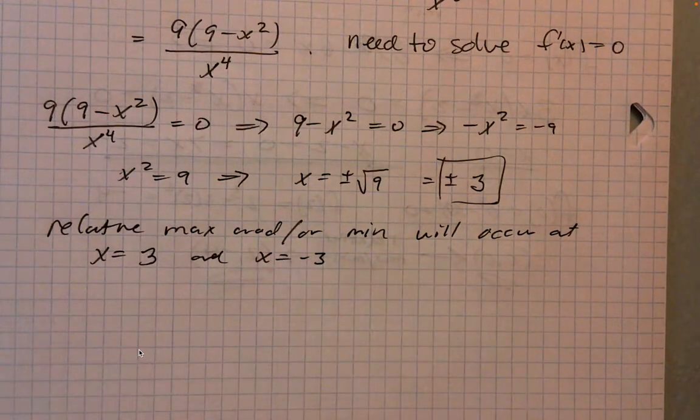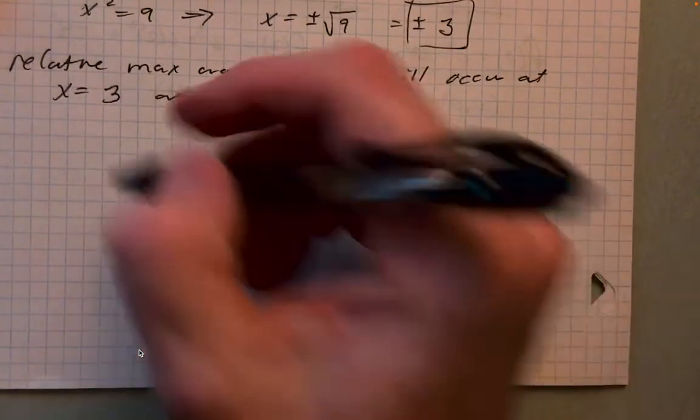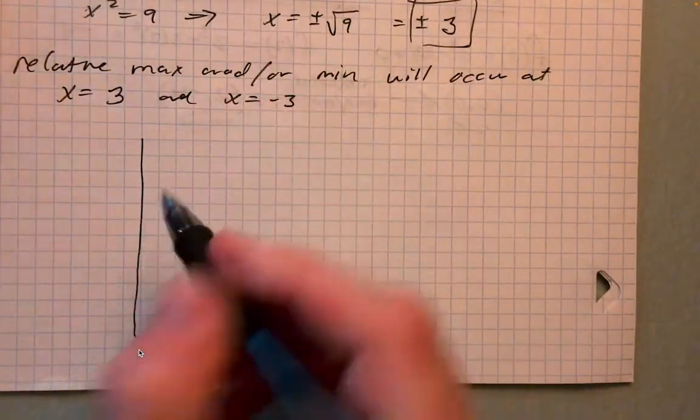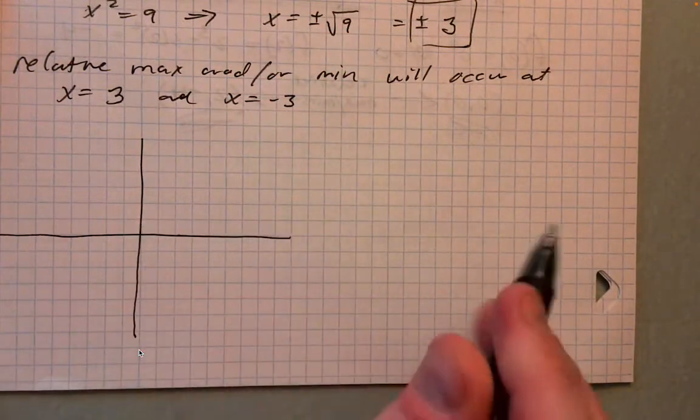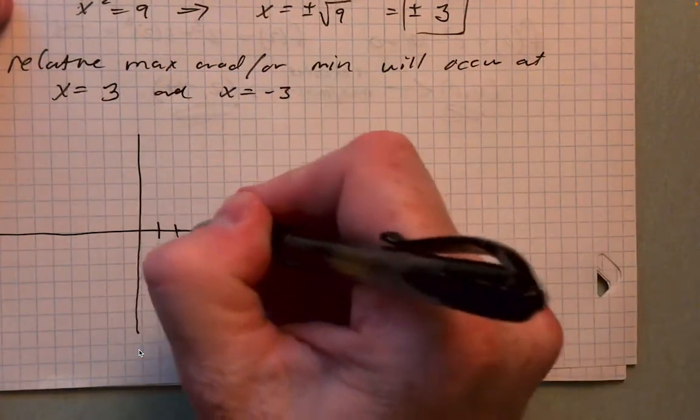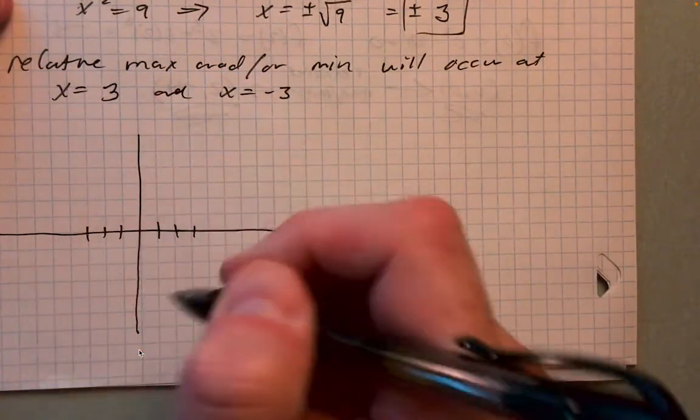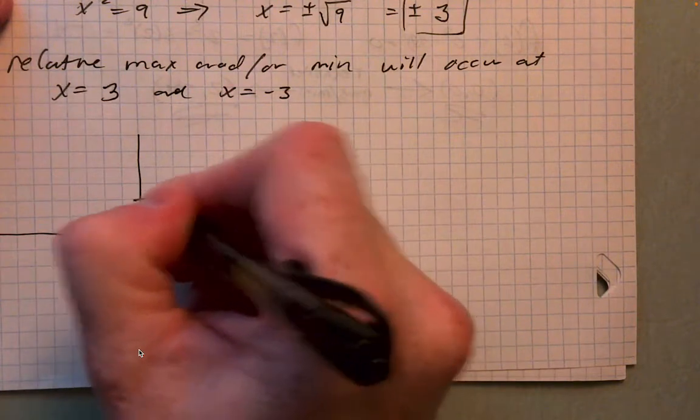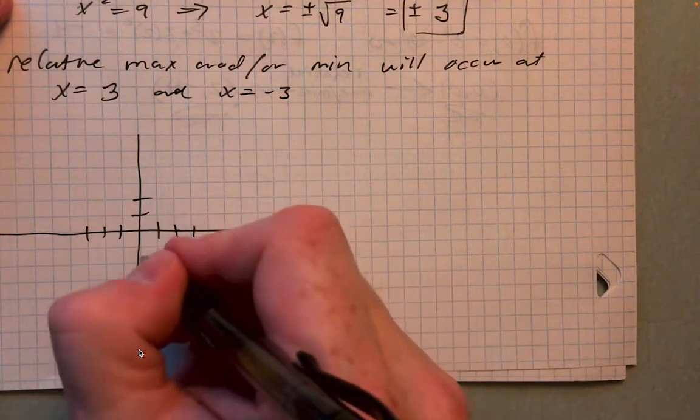Now we don't know if they're relative minimums or relative maximums or which is which, but we just know that something interesting is happening at those points. So let me draw what this function looks like here. This won't be the greatest drawing, but hopefully it'll clue you into what's going on here. So 1, 2, 3, 1, 2, 3, and 1, 2, and 1, 2.